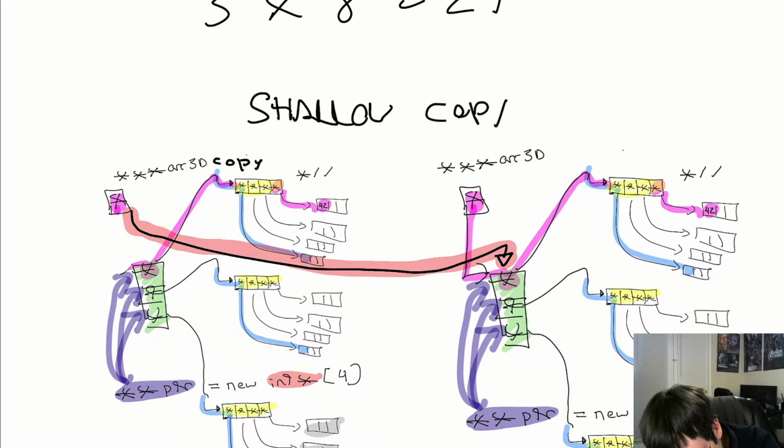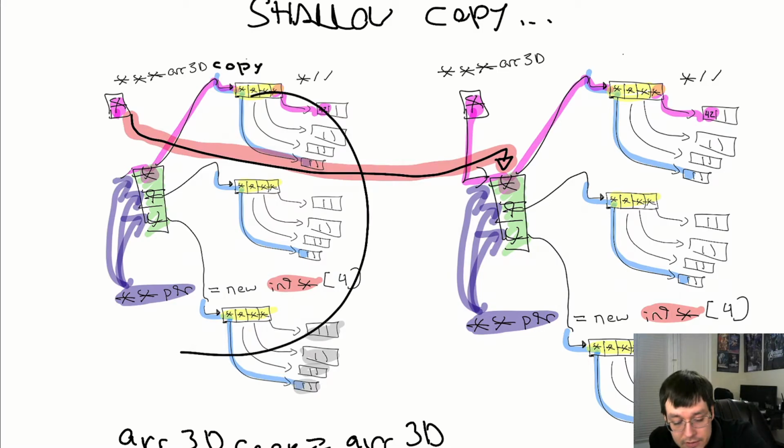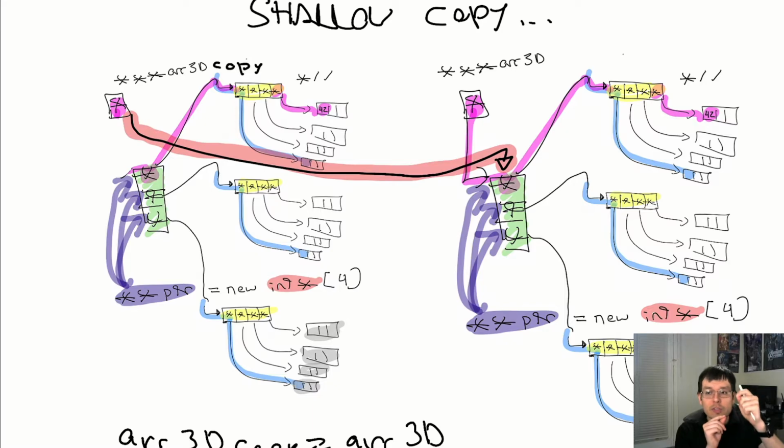In fact, not only is this a shallow copy, but I also have a massive memory leak now, because I actually just lost access to all of this, because my only access to all of this was literally here. I need that. Going from step 1 to step 2 is super important, because I lose access to the rest of the map.